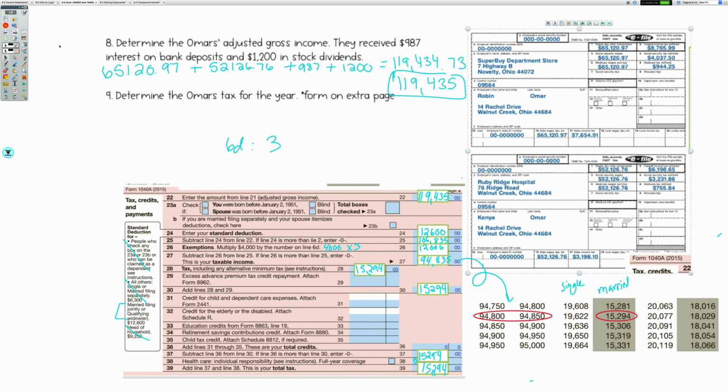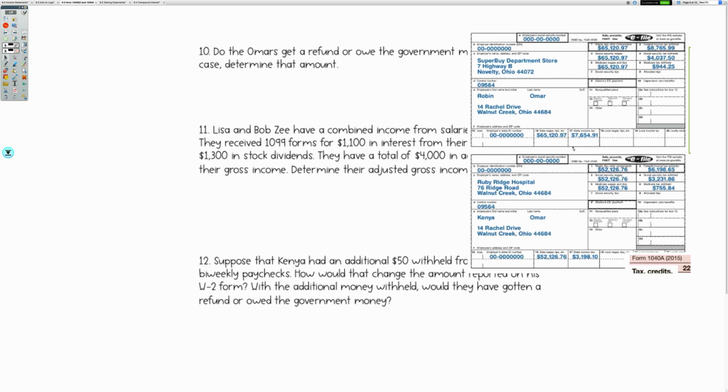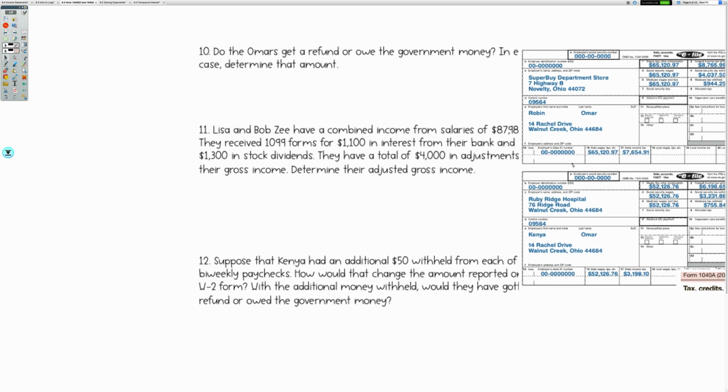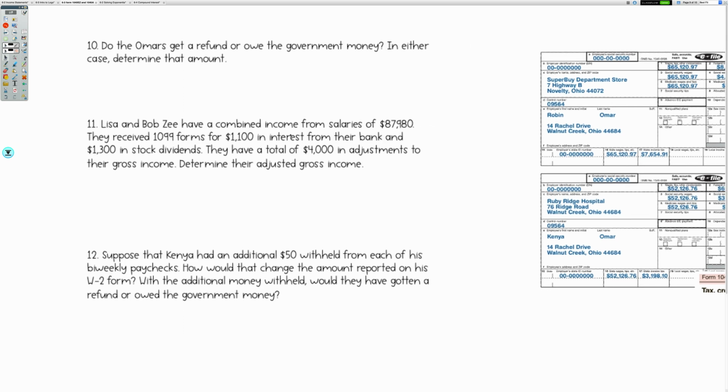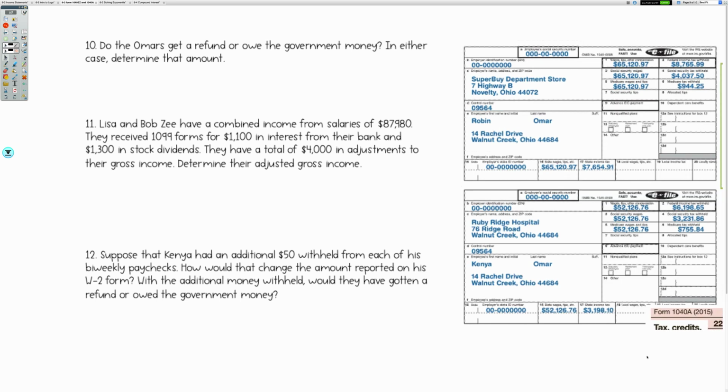Yep. Paste. Okay. All right. Here, you move over here. You move over here. Bigger. All right, so do the Omars get a refund or owe the government?